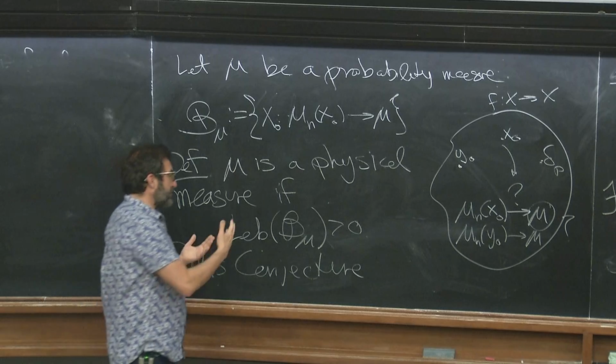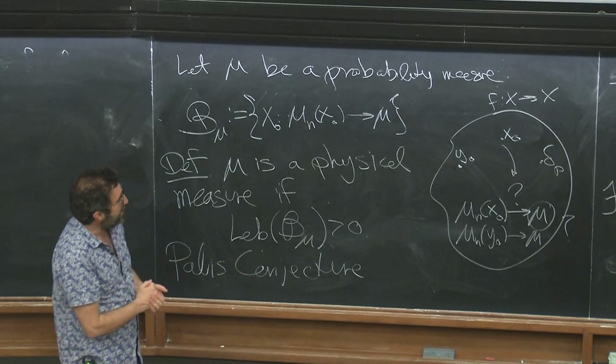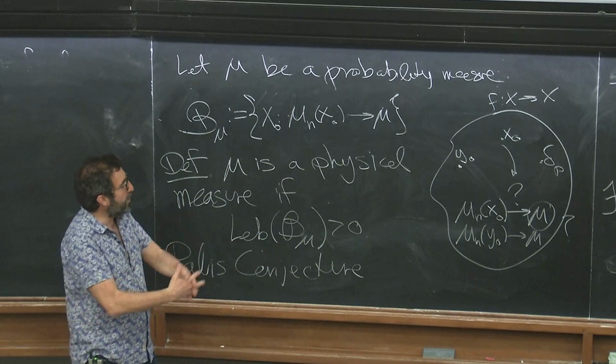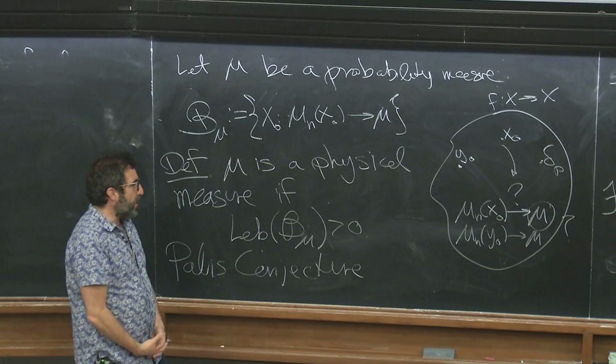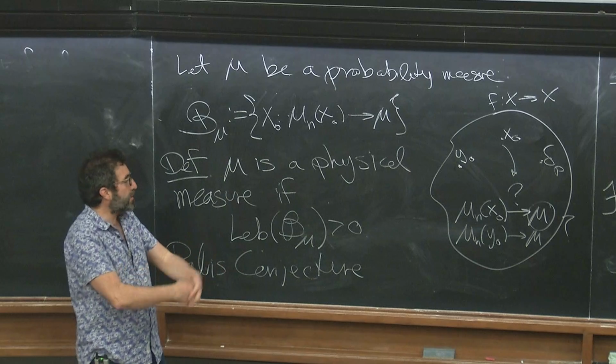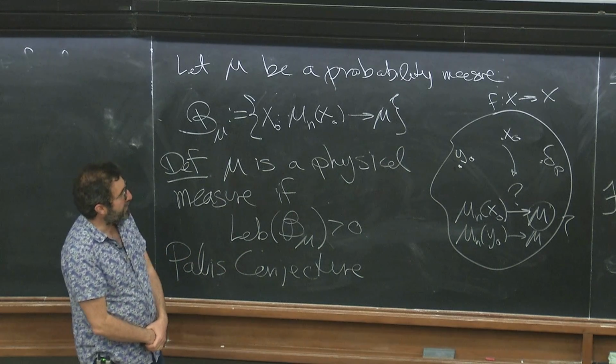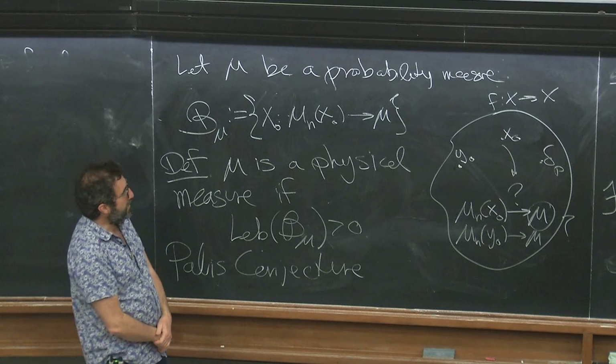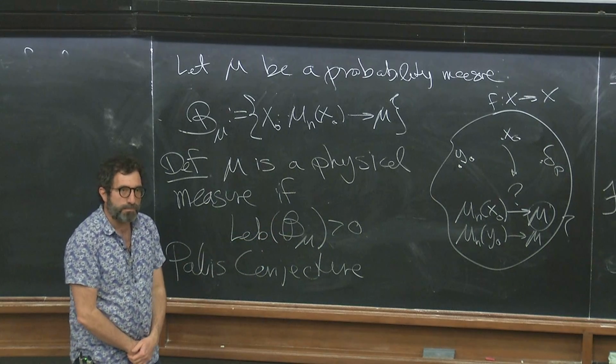There are systems which have an infinite number of physical measures, and there is a lot of work in this direction. Anyway, it really just points to the general direction of the question of the existence of physical measures in systems, and that is what we're going to study in the remaining part of the course.